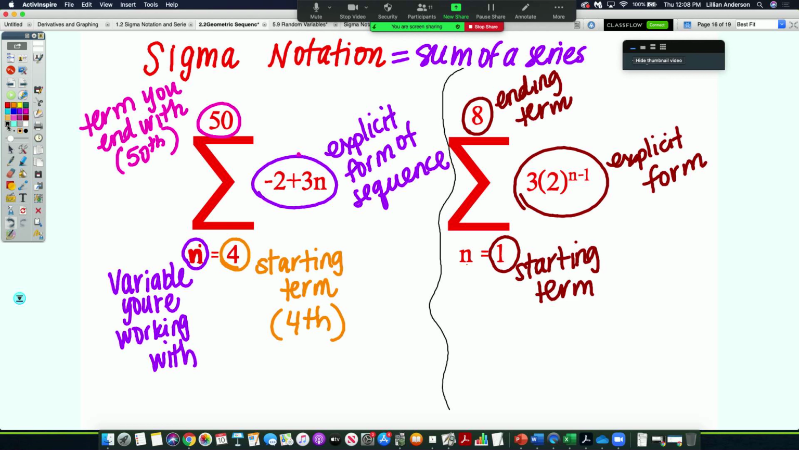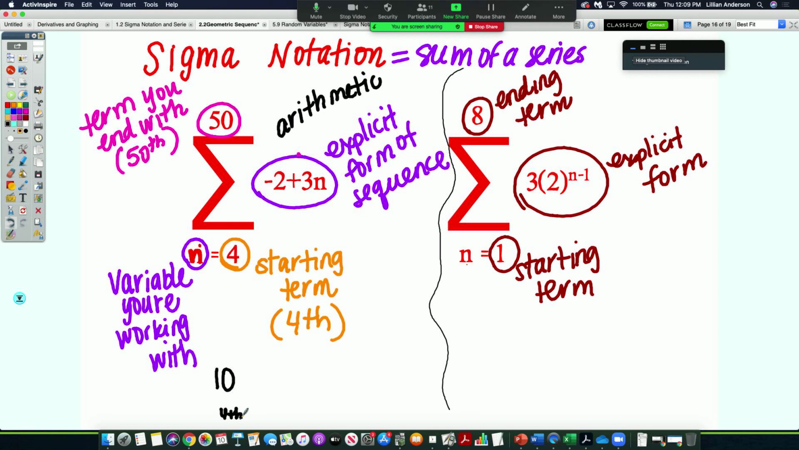Arithmetic. It's arithmetic. If you're ever unsure, you could start by plugging in 4, 5, 6, 7 to see if there's a common difference. If I plug in 4, that'd be -2 plus 12, which is 10. That's my fourth term.